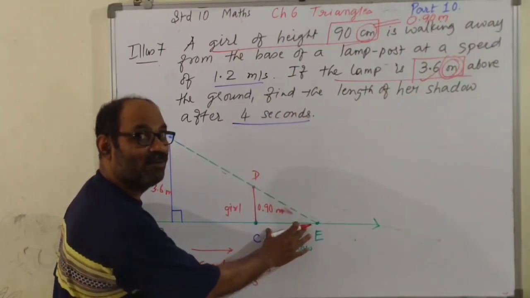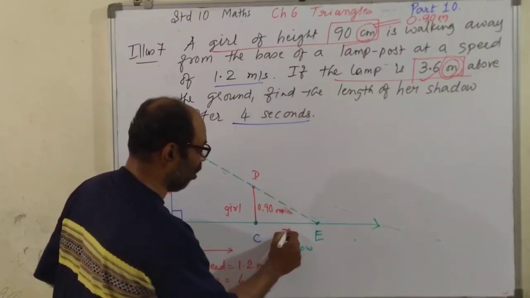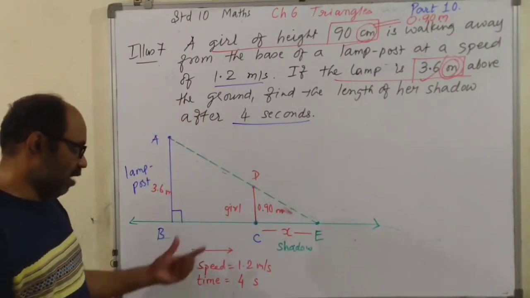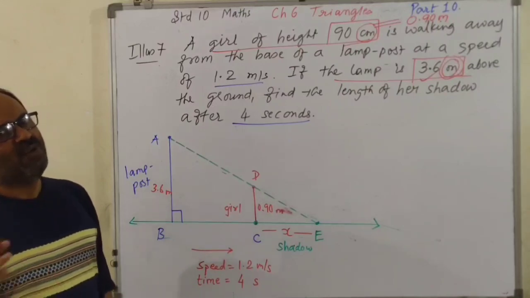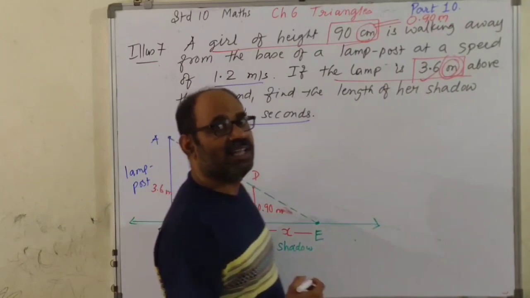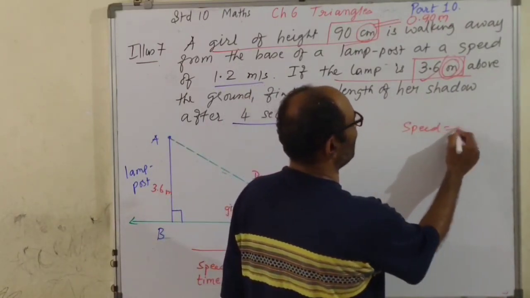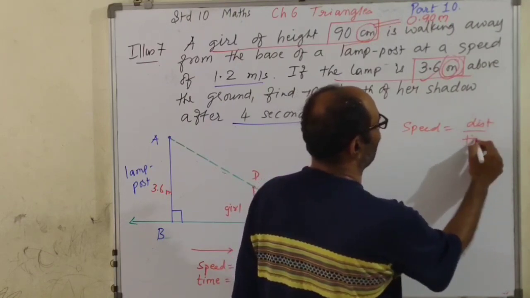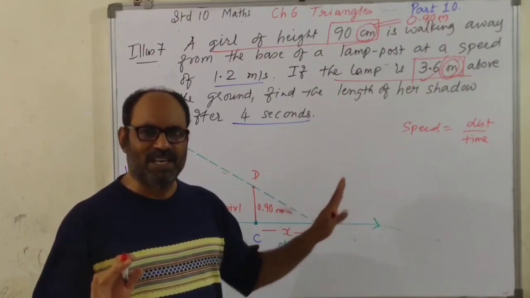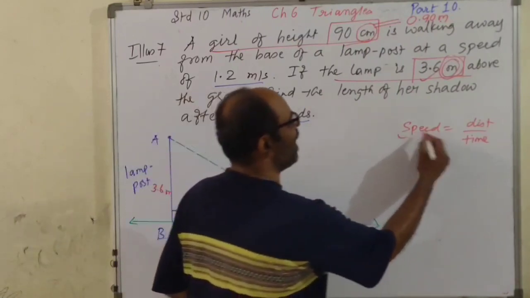Find the length of her shadow. CE represents the shadow. That is the length of the shadow. I do not know it, so let me call it X. CE is X. Now, this can be found. Children, whenever time and speed are given, please recall the equation that you have learnt in physics. What is that equation? Speed is equal to distance upon time. I think you are very much familiar with this equation of physics. Now you have speed and time.